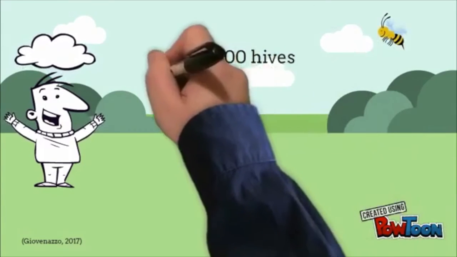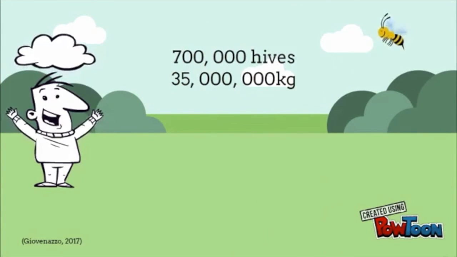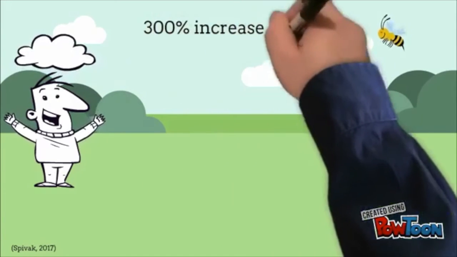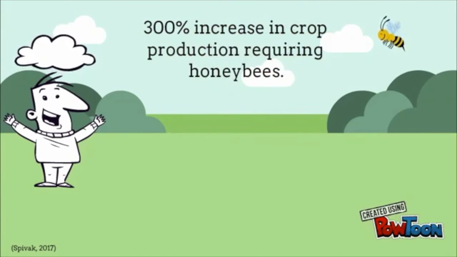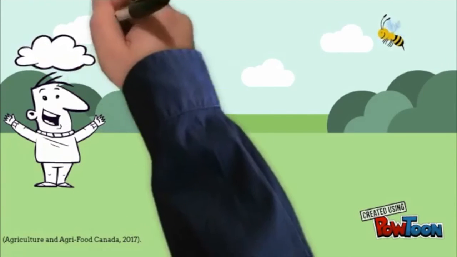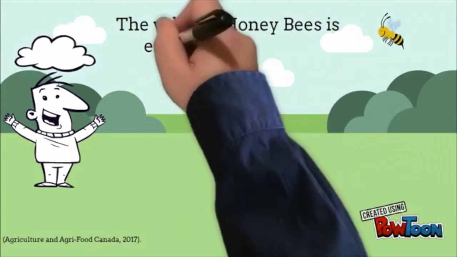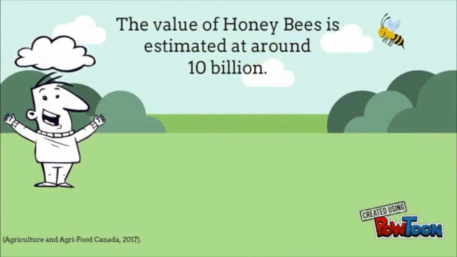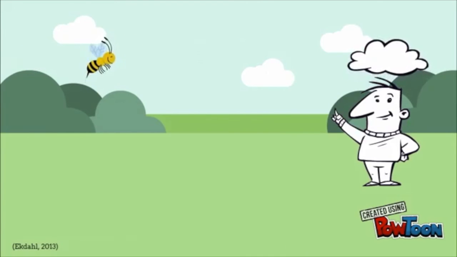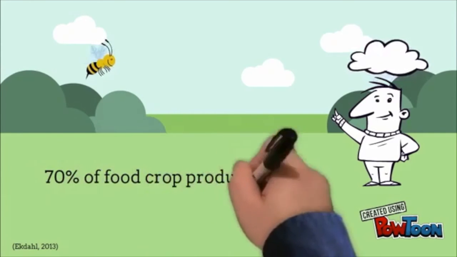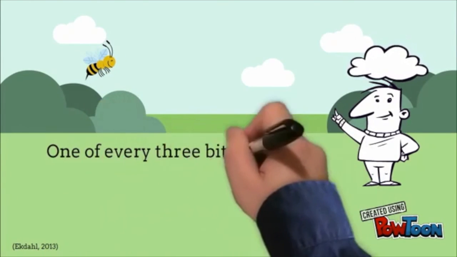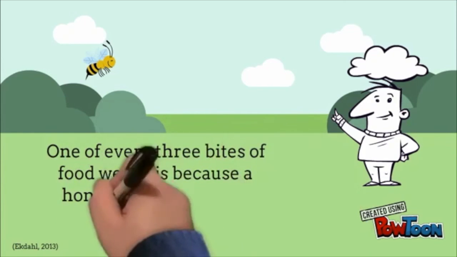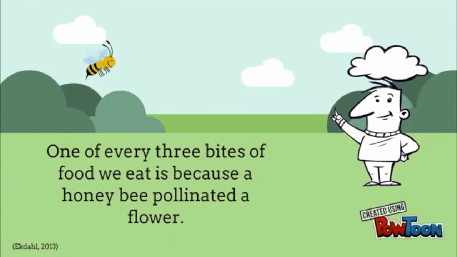In Canada, there are almost 700,000 hives that produce nearly 35 million kilograms of honey. Worldwide, there has been a 300% increase in crop production requiring bee pollination, and the value of crop pollination and honey production in Canada is an estimated $10 billion annually. According to a local Canadian honeybee advocate, honeybees are responsible for nearly 70% of all crop pollination and account for about a third of all the food humans consume, including dairy, beef, pork, and poultry.